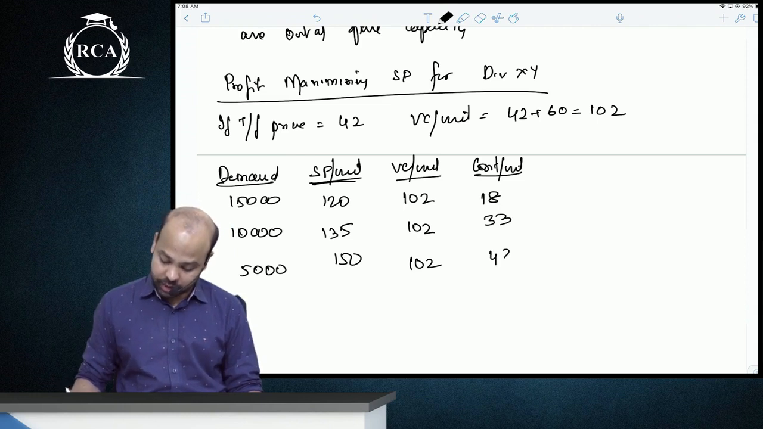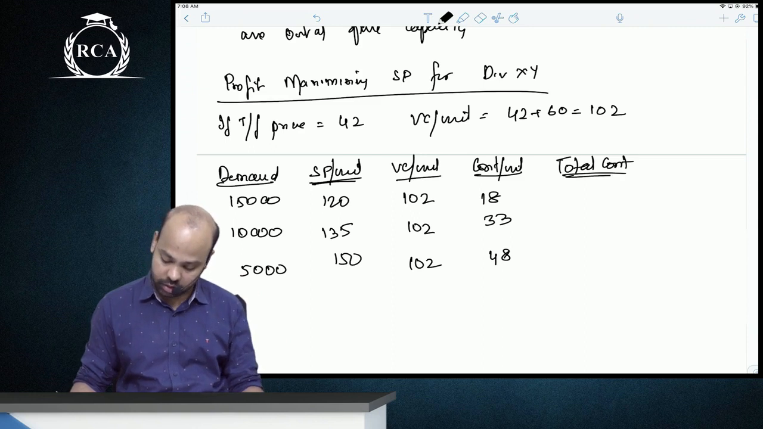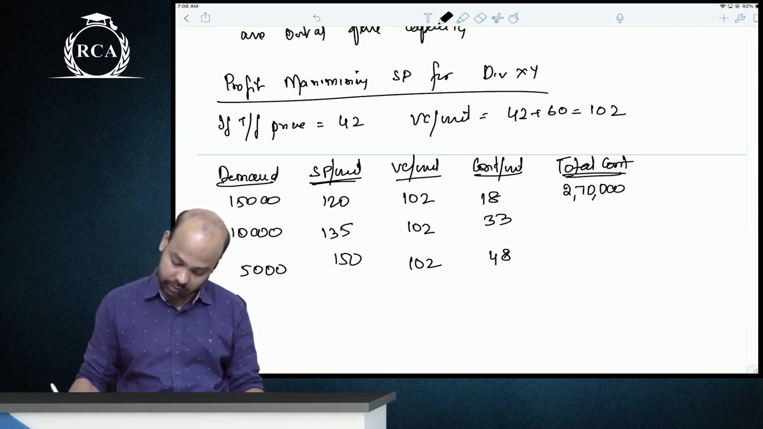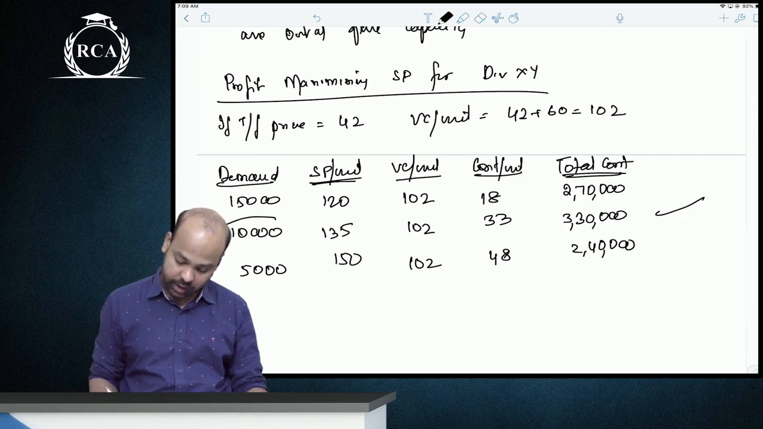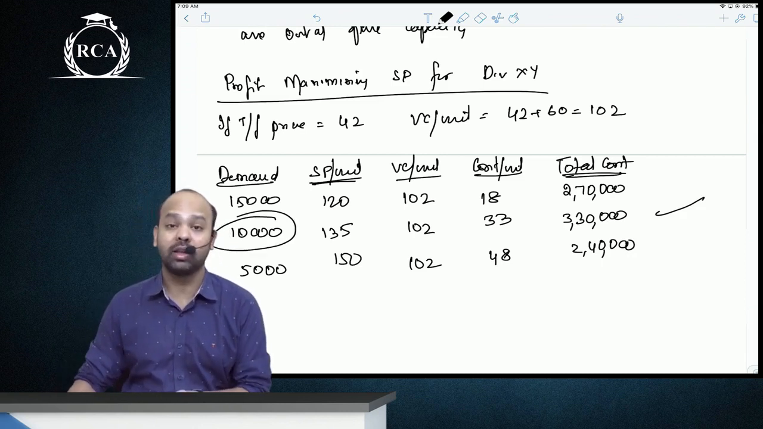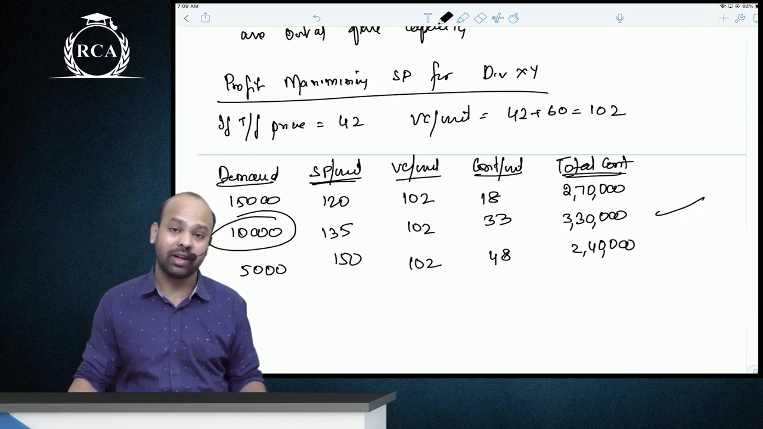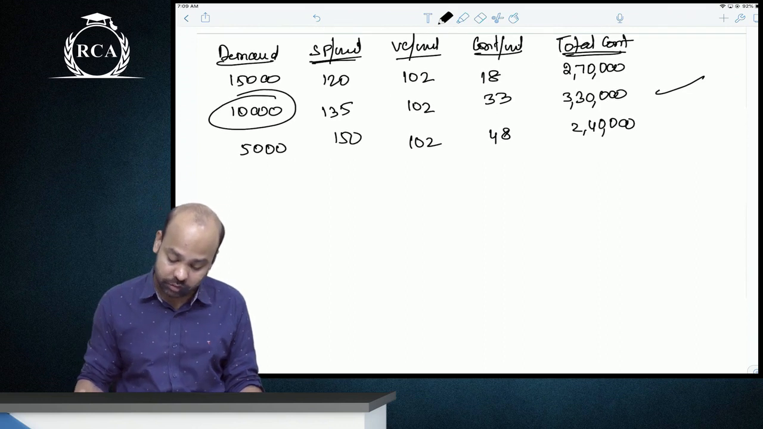And then beta 48 rupees. Your total contribution as such, guys, would be 2,70,000, 3,30,000, 2,40,000. So yes, beta, in case the transfer price is 42 rupees, they will not want to sell anything more than 10,000 units. They will restrict the output to 10,000 units, resulting in a profit of 3,30,000 rupees to the other division.